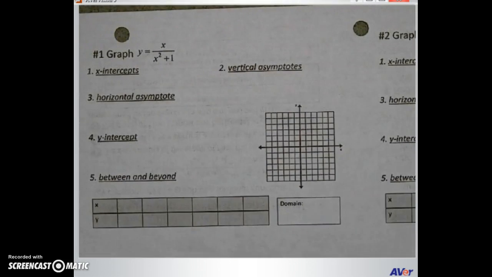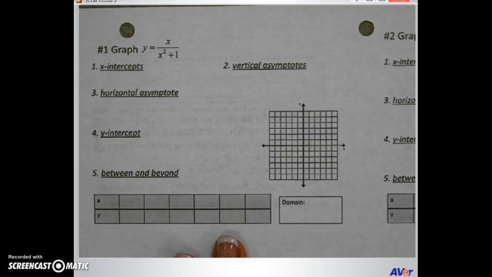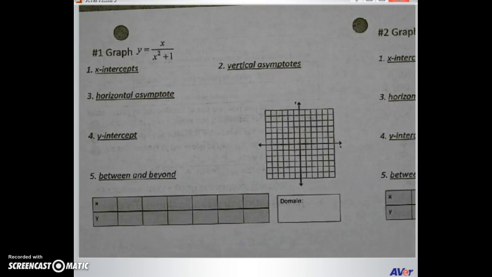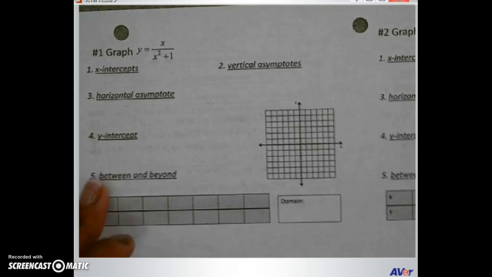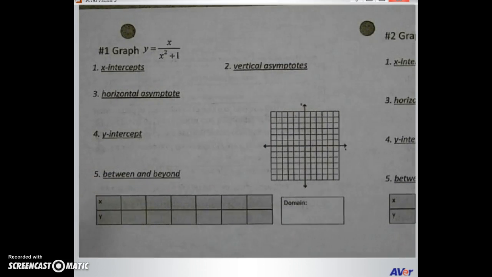On the back of that page, we have our first graph. If you could do me a favor, grab a highlighter if you have it, or a colored pencil. It'll be kind of helpful. All right, so step 1 is to find the x-intercept.